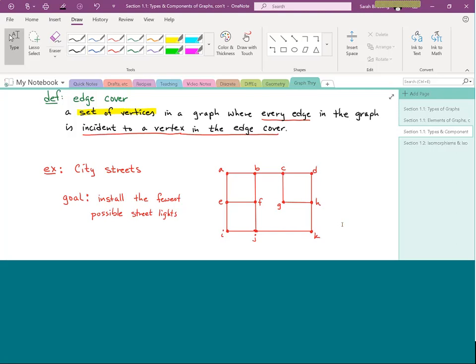So it depends what you need. Technically speaking, when you grab your edge cover, you can totally grab every single vertex in your graph, and that would be a perfectly fine edge cover. But typically, we want to find the minimal edge cover, so the smallest number of vertices in the graph that will do the job. In terms of this definition, you could totally just throw all of your vertices in and be just fine.